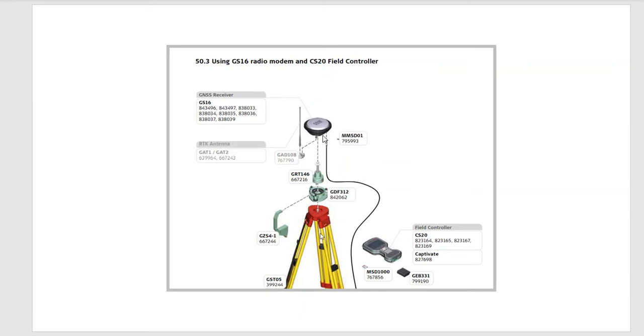The GS16, which we'll use today, once again has a 1-watt transmit and receive, so it can act as a base or a rover. We'd hook either a GAT 109 or GAT 108 with a GAT 2 antenna. This would push roughly 5,000 feet, and once again, we'll configure with the CS20.